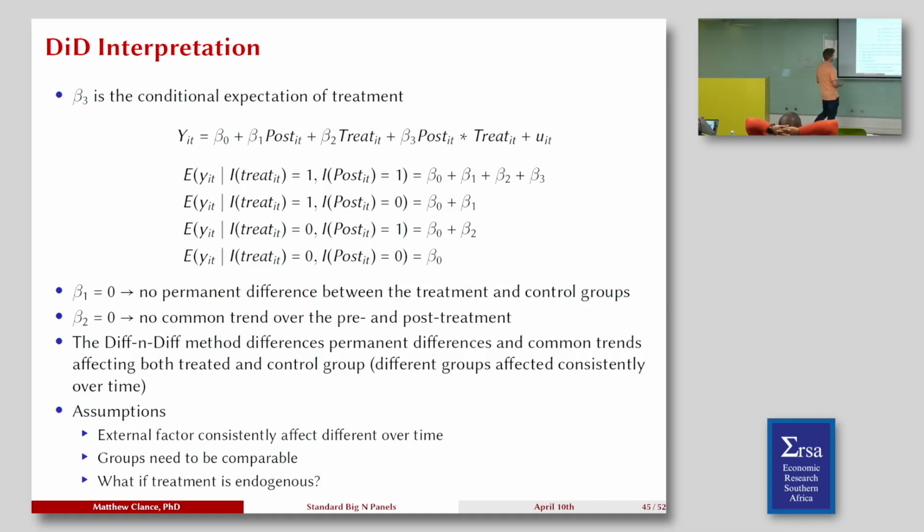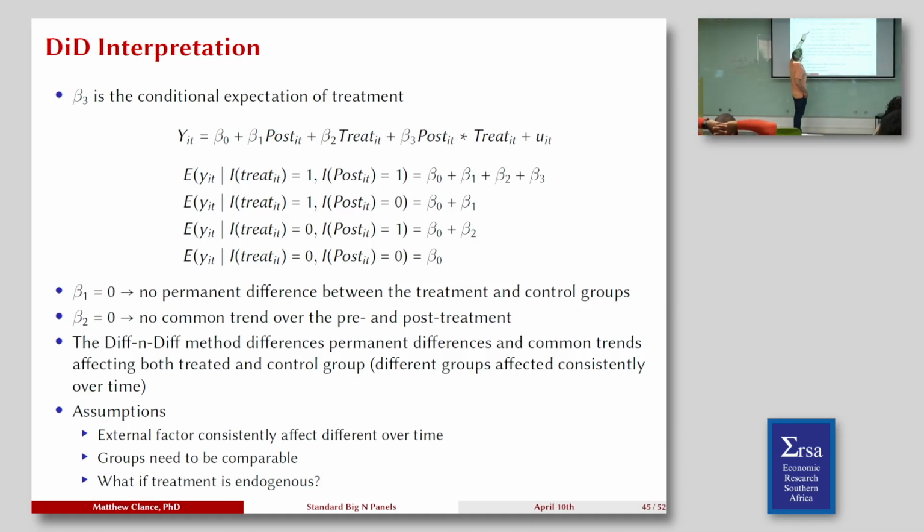Now, the way we can see it is to difference out for the treated. So if I subtract this from this, I get beta 2 plus beta 3. The difference for the control is beta 2. So that is the difference across time for each group. Then if I take the difference across groups, so remember it was beta 2 plus beta 3, and beta 2, when I subtract those, I'm left with beta 3.